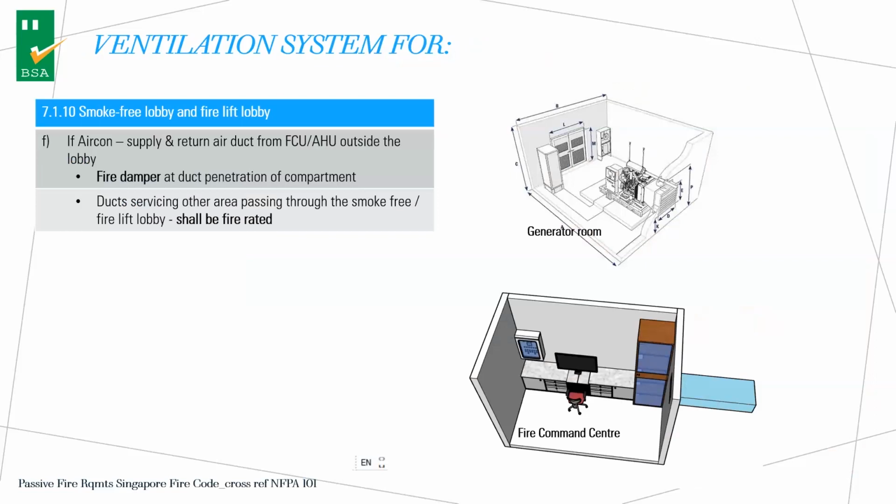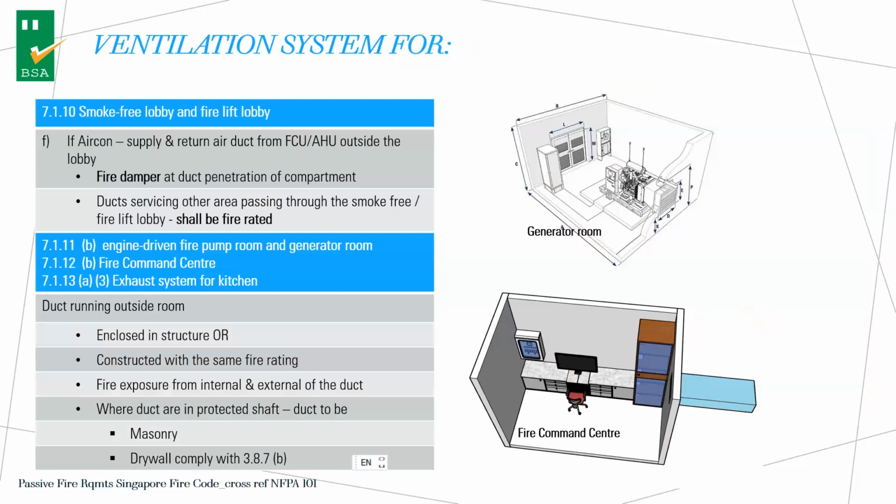Examples in the fire code where a fire resistant duct is required. If it is an aircon duct, of course, you can put a fire damper, because during a fire your aircon doesn't need to work, so the damper will block off the fire from spreading from one room to another. But a duct serving an area, passing through the smoke-free lobby or the fire lift lobby, must be fire rated. Your engine pump room, your generator room, your fire command center, the duct running outside these rooms must be fire rated. Okay.